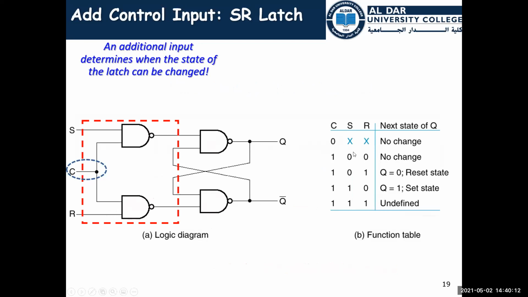So you just remember SR. If both S and R are at 0, there is no change. If S is 0 and R is 1, this is the reset state, meaning that I am making S at 0, so the output is always 0. And if I put S at 1, so 1 0, it is going to be the set state, so I want to keep 1 at the output here. And 1 1 is the undefined state.